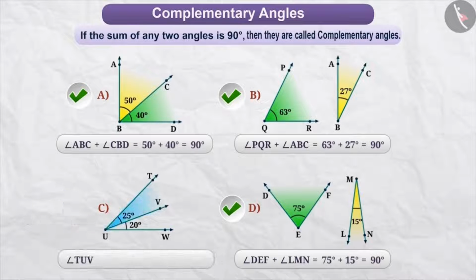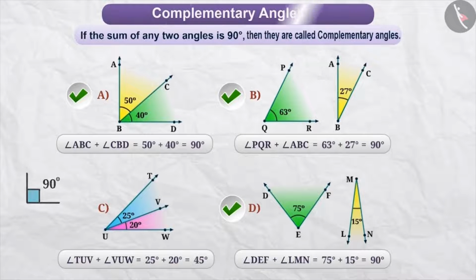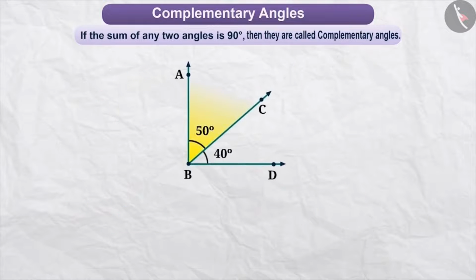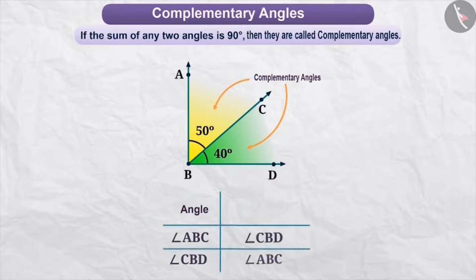Absolutely correct. Here, angle TUV plus angle VUW is equal to 25 degree plus 20 degree is equal to 45 degree, which is less than 90 degree. Therefore, this is not a complementary angle. In figure 1, angle ABC and angle CBD are complementary angles. When two angles are complementary angles, then each angle is called a complement of the other.